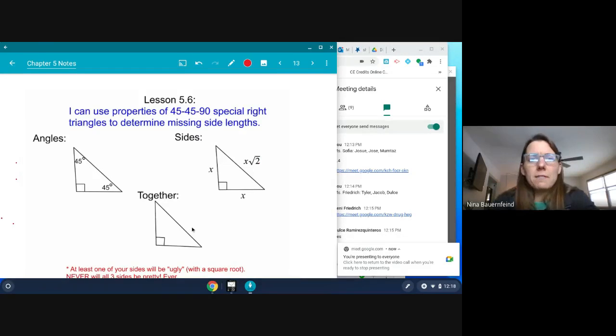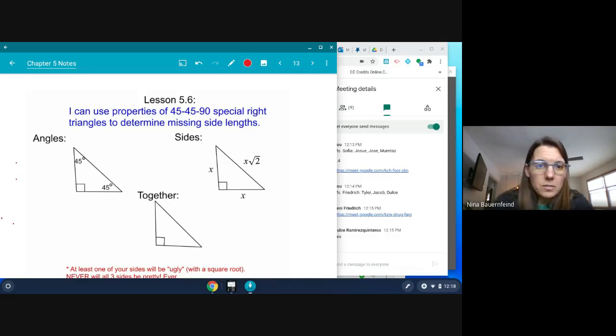All right, so lesson 5-6 has the learning objective, or learning intention, that you can use properties of 45-45-90 special right triangles to determine missing side lengths. In the last lesson, we talked about 30-60-90 triangles, and they have 3 separate equations. That's because there's 3 different angles: 30, 60, and 90. Here, there's 2 unique ones, 45 and 90, which means there's 2 unique formulas.